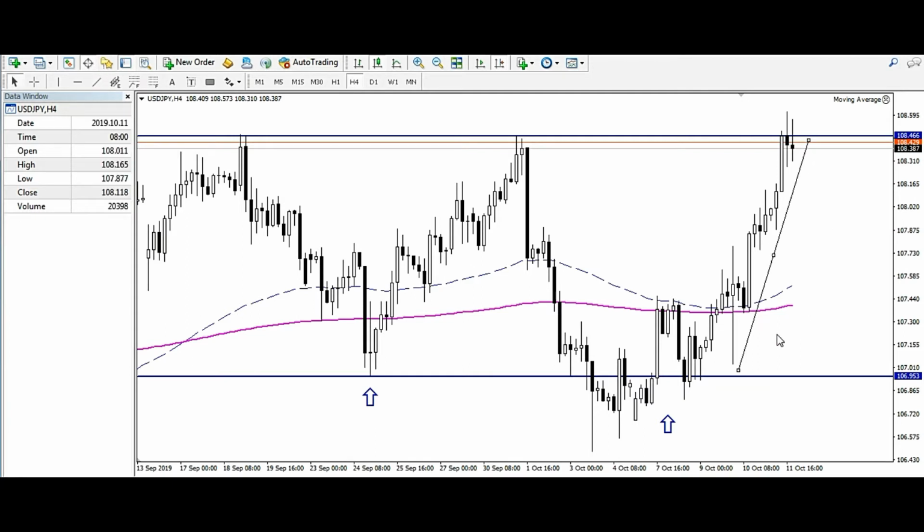Right here, as you can see, the market moved pretty fast, which basically shows that the market right now might be in an overbought condition, and that's a good time to short in a range.